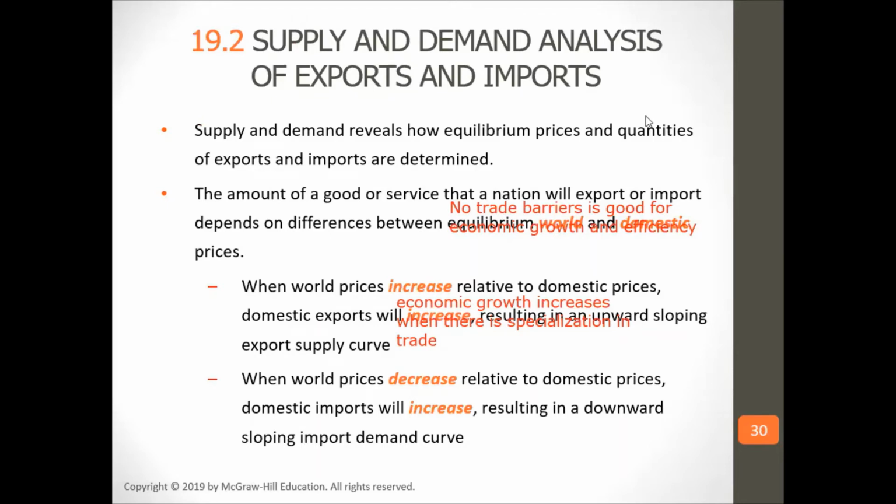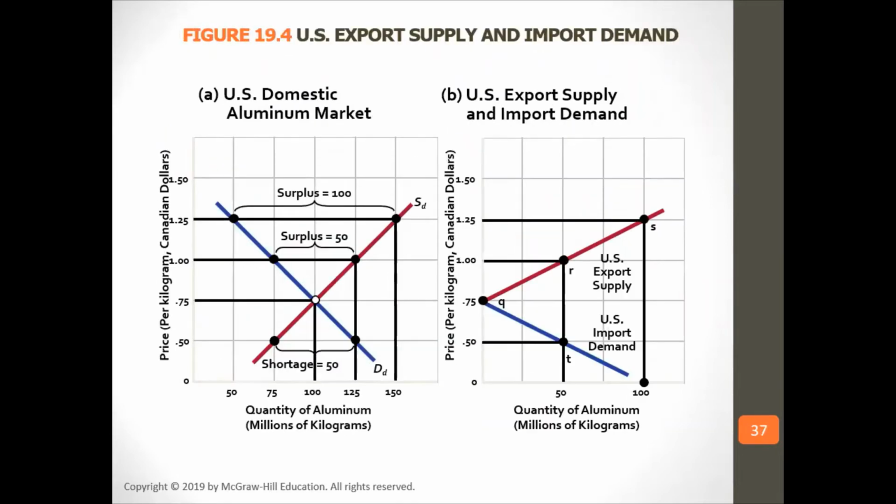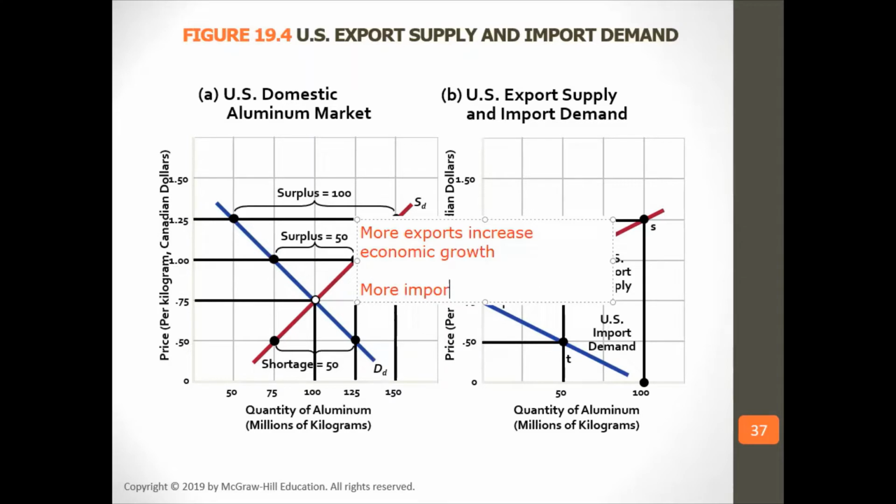When world prices increase relative to domestic prices, domestic exports will increase, and this leads to economic growth. So more exports increase economic growth. More imports decrease economic growth.